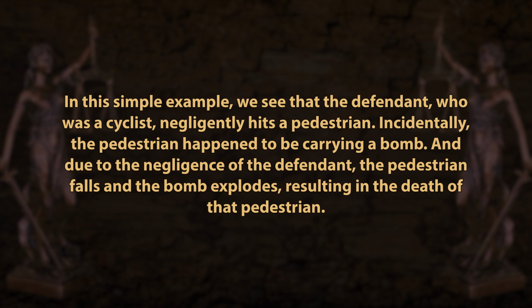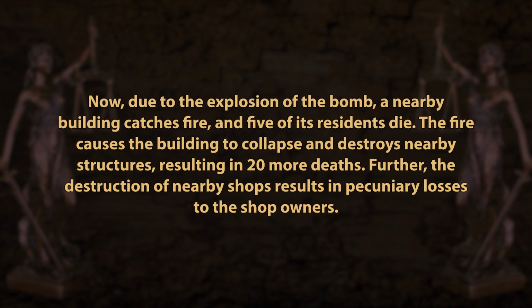In this simple example, we see that the defendant, who was a cyclist, negligently hits a pedestrian. Incidentally, the pedestrian happens to be carrying a bomb. And due to the negligence of the defendant, the pedestrian falls and the bomb explodes, resulting in the death of that pedestrian. Now, due to the explosion of the bomb, a nearby building catches fire and 5 of its residents die. The fire causes the building to collapse and destroys nearby structures, resulting in 20 more deaths. Further, the destruction of nearby shops results in pecuniary losses to the shop owners.